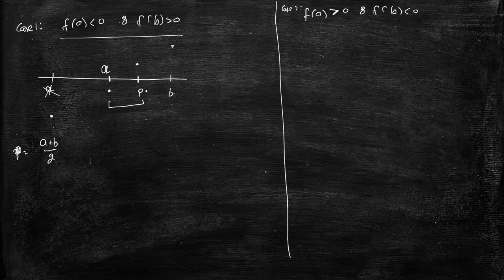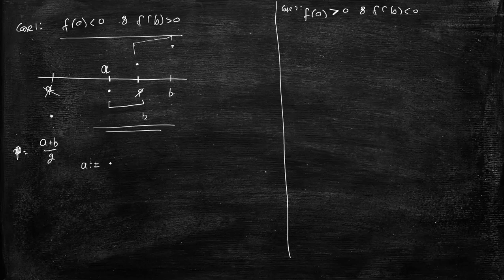Why? Because if we take this domain, we can't be 100% sure that there exists a root. But if we take this range A to B, then we can be 100% sure that our root will lie in this interval. So we will update our B. So basically our algorithm will look like this.